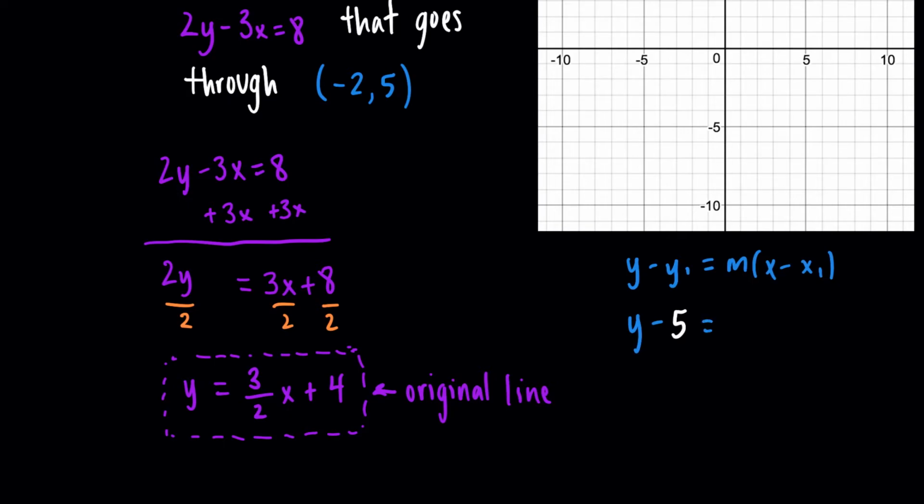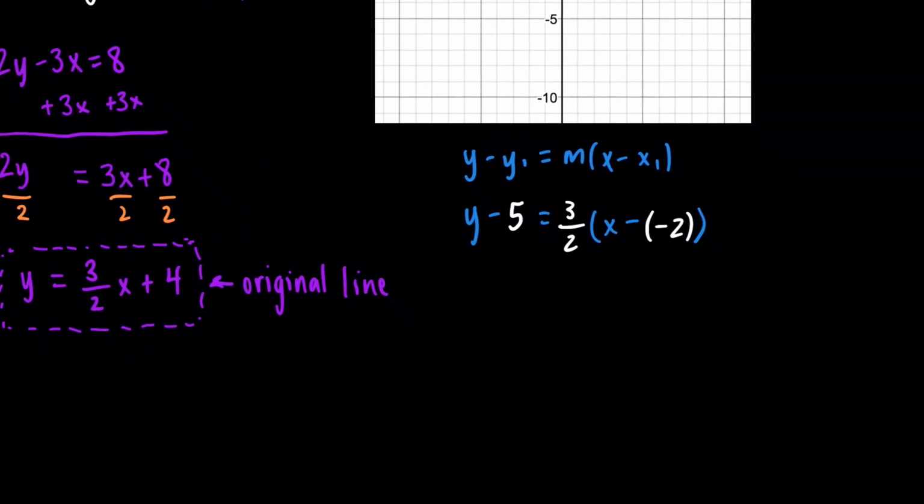That's equal to the slope. What is the slope? The slope of the original line was 3/2. We're trying to be parallel to that. So let's make our slope the exact same. 3/2. And then x minus, and then the x coordinate of our point that we're interested in is -2 there. So we'll do -2. And notice how I put that in parentheses. That's going to be really important.